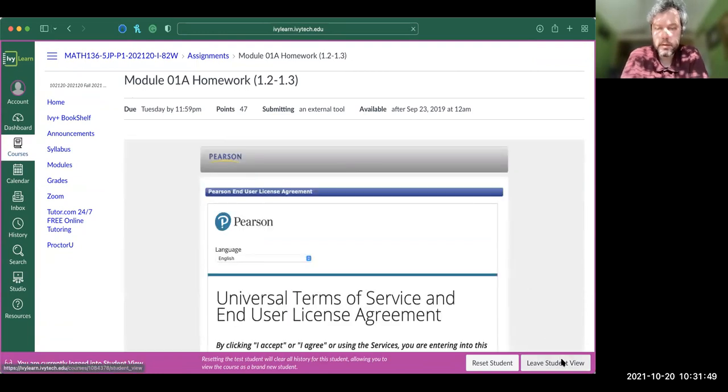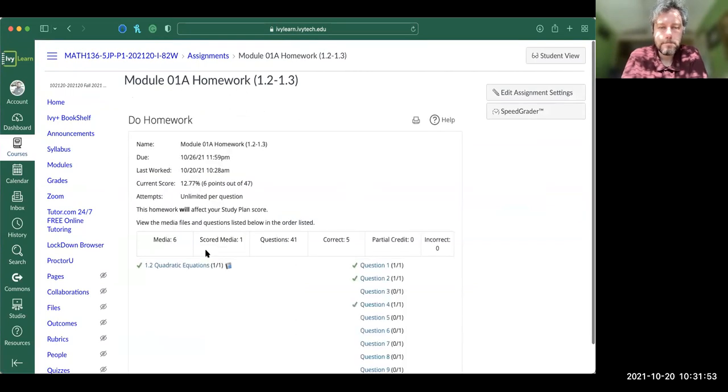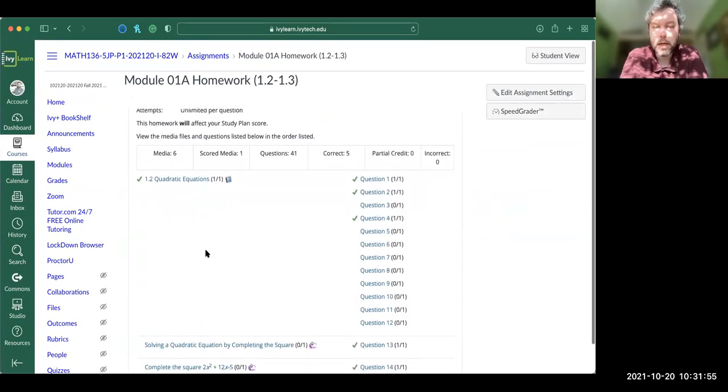Oh, and I'm still in student view, so it doesn't recognize me. And there it should lie for you. A lot easier. Thank you. Yes.